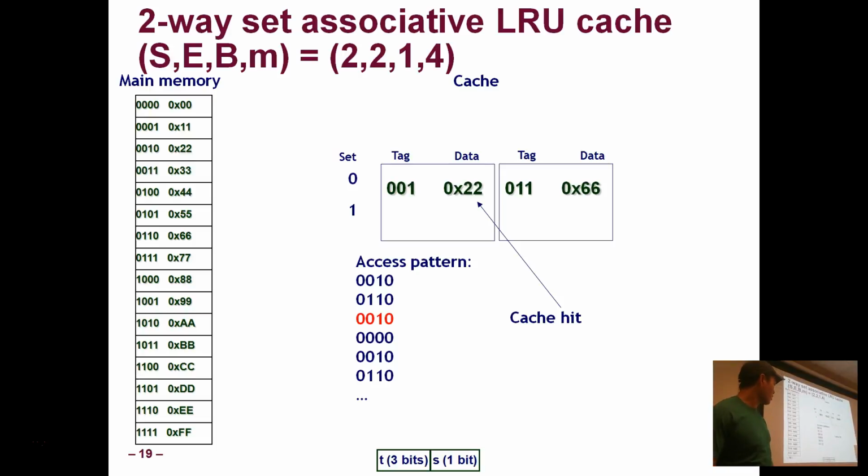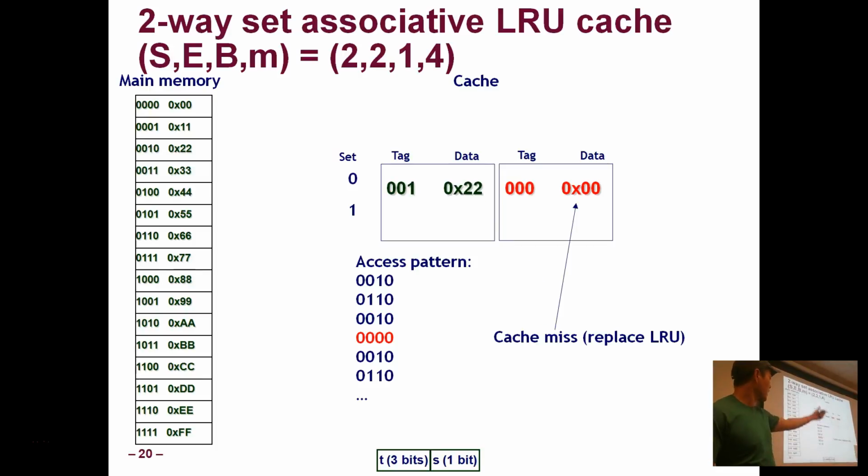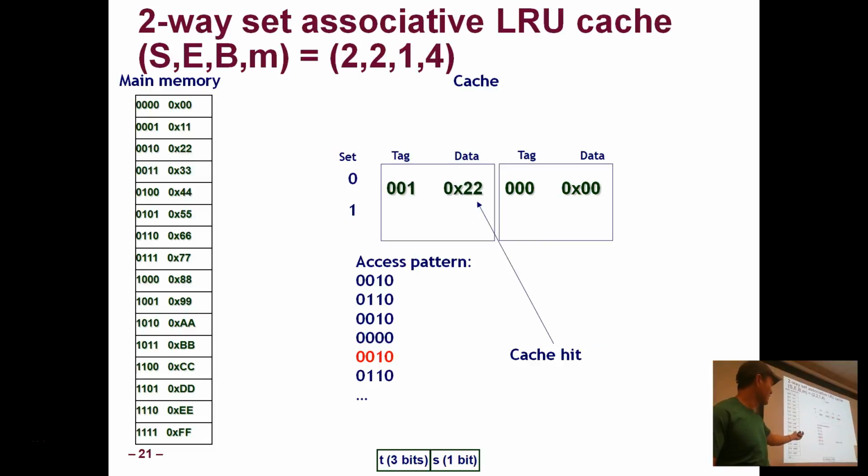When I access all zeros, then I'm going to have to replace the least recently used, which is the other block. And now the hex 22 is the least recently used. But I access it again, so that's a hit. And now the other one is least recently used, and so when that misses, I replace the one on the right. Does that make sense, how that operates?